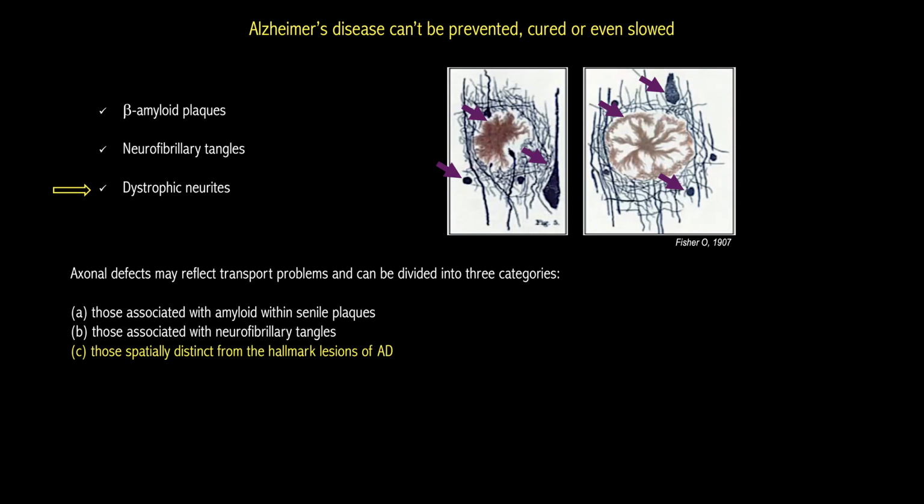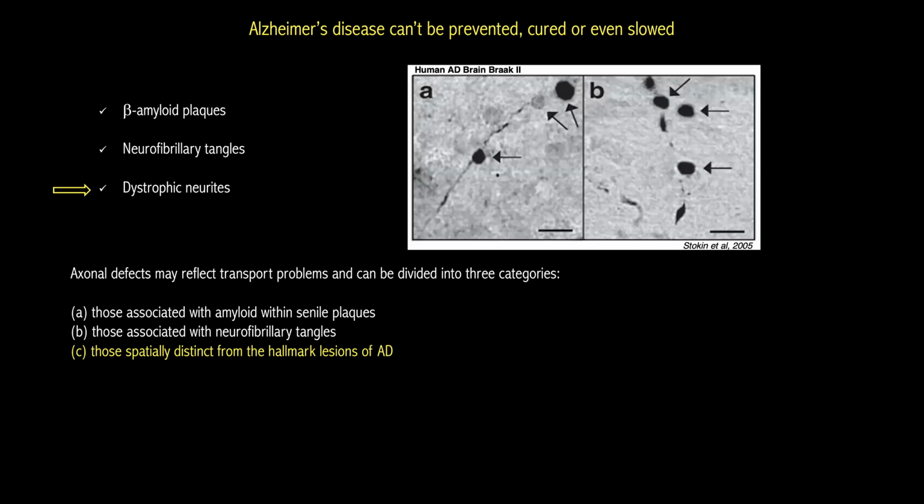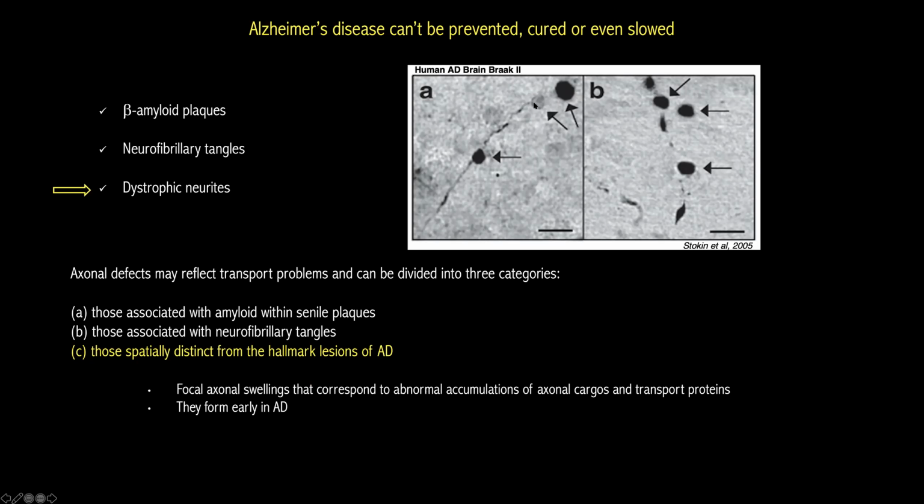You have dystrophic neurites that are associated with amyloid within senile plaques. You have some that are associated with neurofibrillary tangles. But then you have a third category where these axonal defects are distinct from the hallmark lesions of AD. They look like this. This is a human AD brain, Braak stage 2. In this area, as you can notice, there is no extracellular A-beta deposition, and you have axons bearing these enlargements. These enlargements are focal axonal swellings that correspond to abnormal accumulation of axonal cargos and transport proteins.